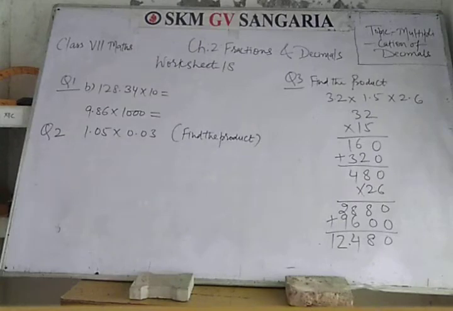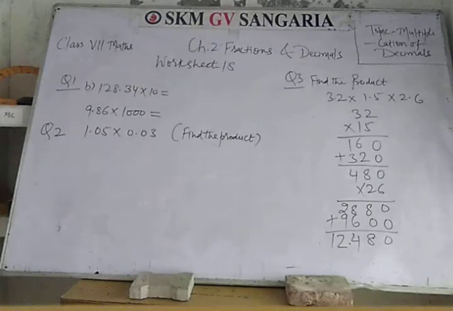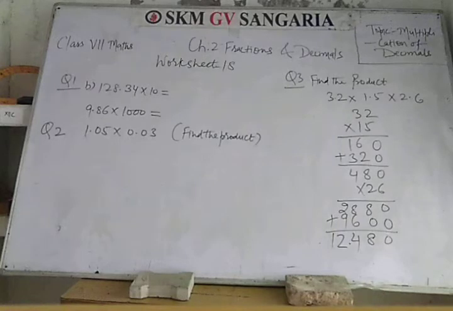while doing multiplication, we count the number of digits starting from the rightmost digit and move towards left. Then we put the decimal point there. The number of digits to be counted is obtained by adding the number of digits to the right of the decimal point in the decimal numbers that are being multiplied.